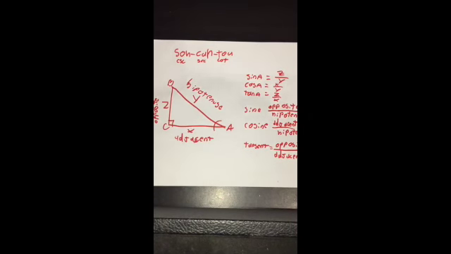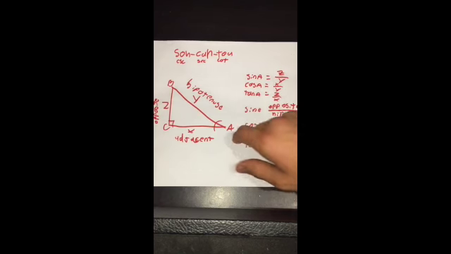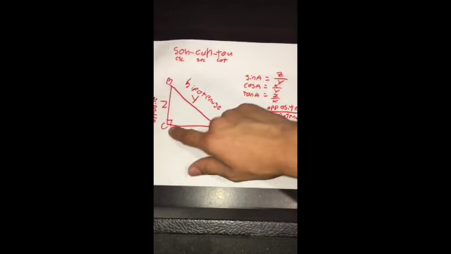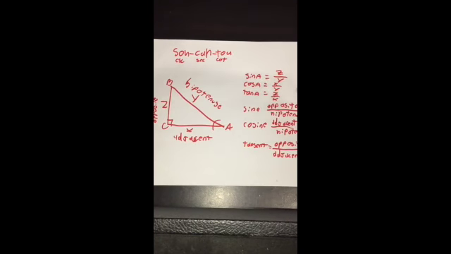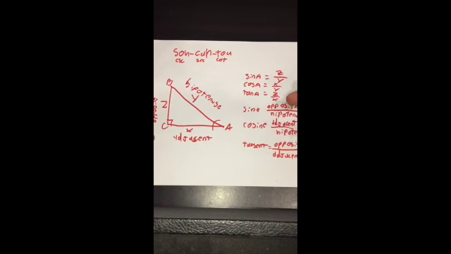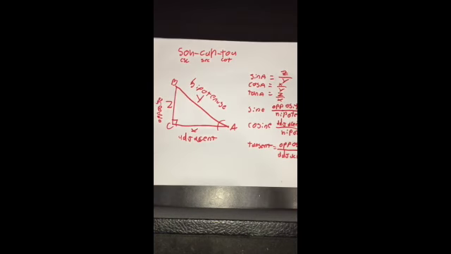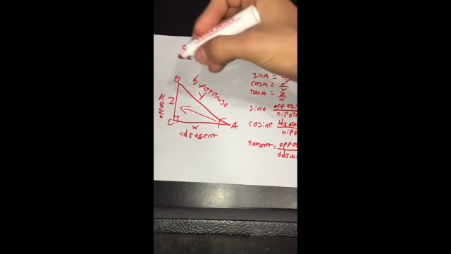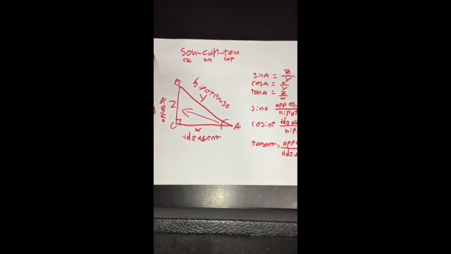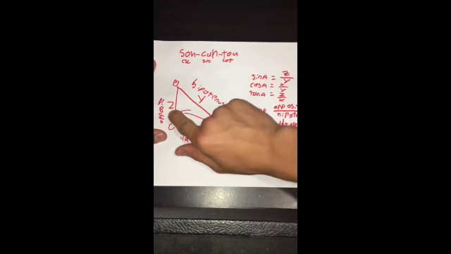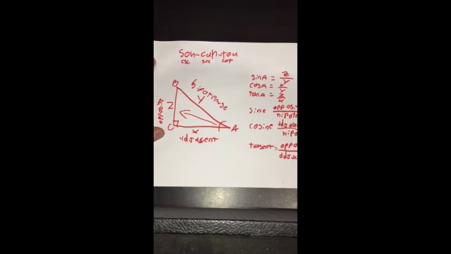Okay, to be able to use SOHCAHTOA in a triangle, you need to have a right triangle, usually marked by a square, which means it's a 90-degree angle. So to get the sine of angle A, you're going to divide the opposite side of angle A, in this case the C, over the hypotenuse, which is always the longest side of a triangle. You're going to divide C, opposite, over Y.